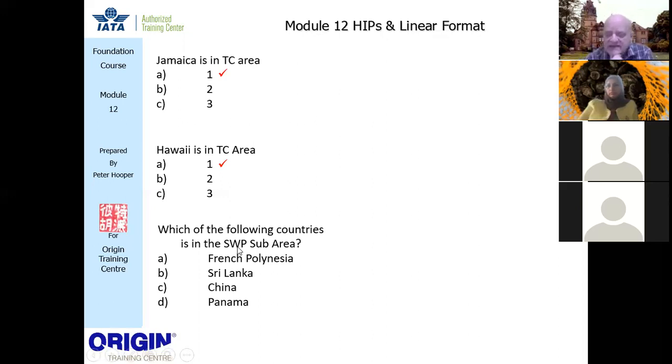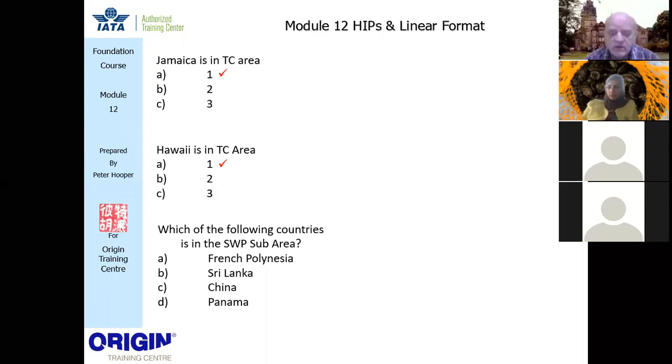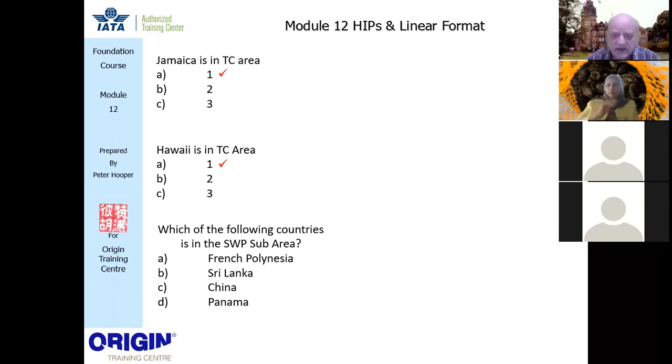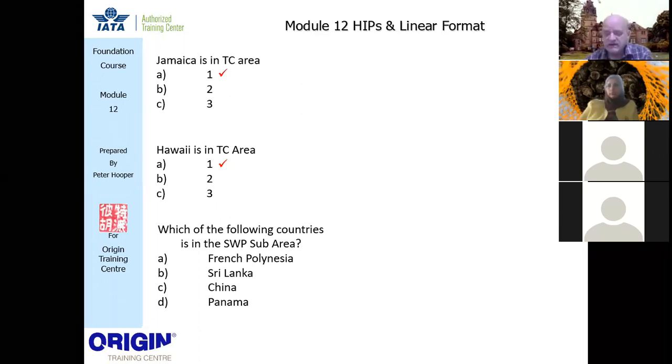SWP. What does SWP stand for? Southwest Pacific. Excellent. Again, Southwest Pacific. So that means Australia and above to the right, that side. So which of these countries do you think is in Southwest Pacific?